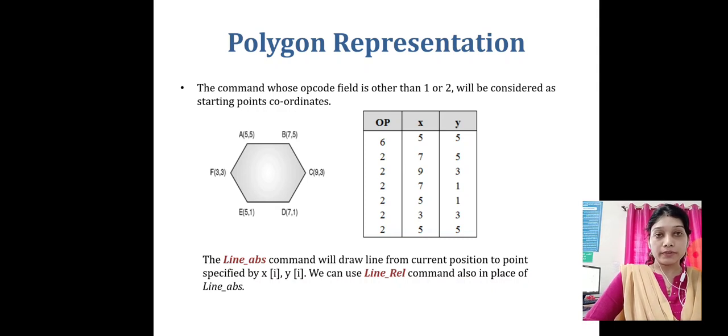So, here we are given an example. This is a polygon, and all its 6 vertices have their coordinate values. How am I going to store that? The number of edges is 6, so my first opcode field contains 6. What is 6 representing? It is the number of sides of the polygon. Then we have to start from, suppose, point A. It will be shown as 5 and 5. So, you have to start with this point.